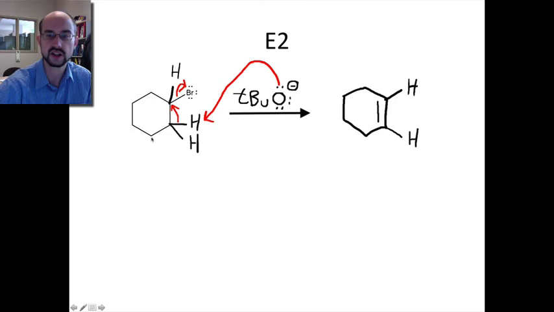So the products here, in addition to the alkene, are tert-butanol and the bromide ion. So there's your one-step E2 reaction.